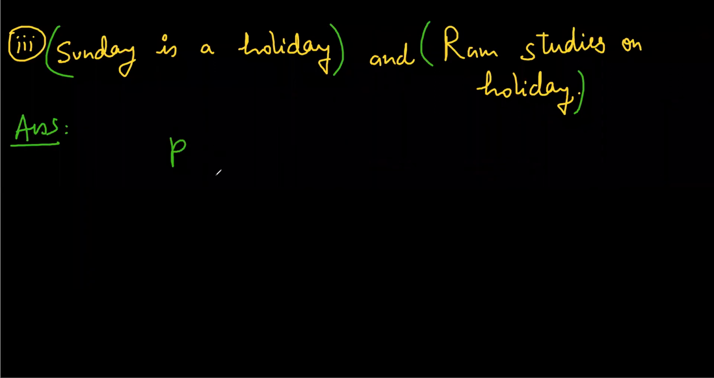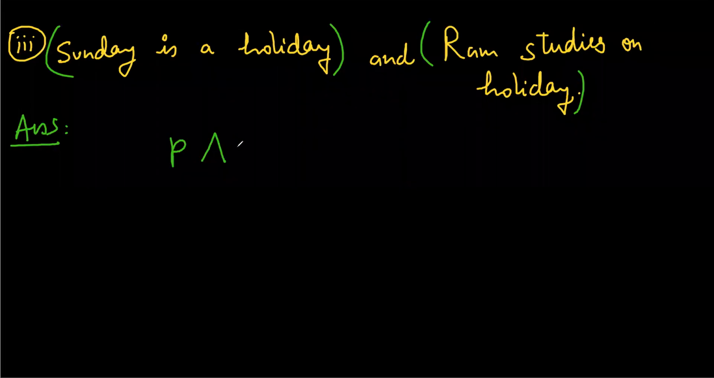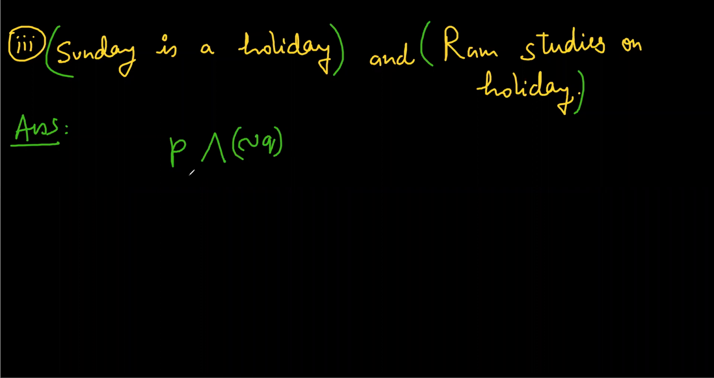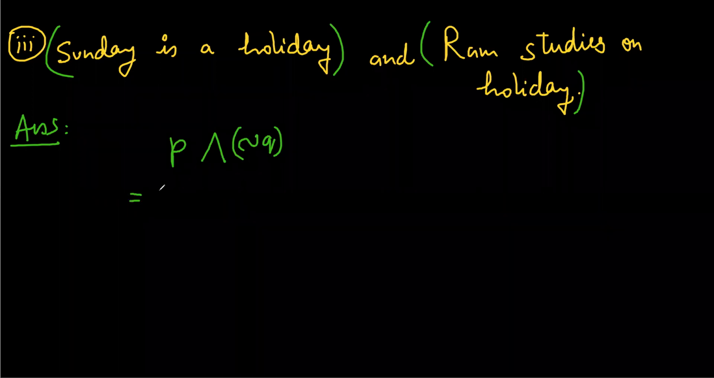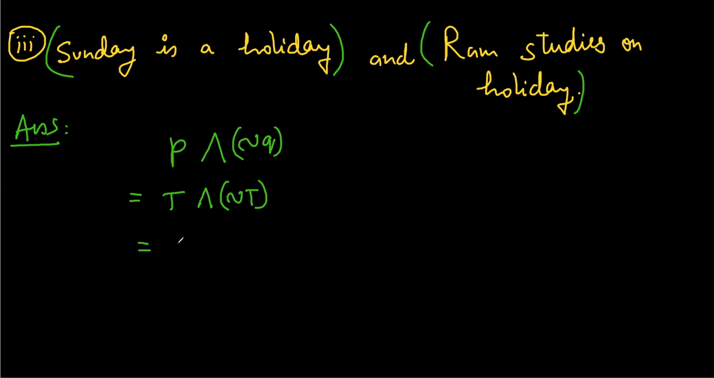Okay, then and is conjunction. Ram studies on holiday. Ram does not study on holiday was Q. So Ram studies on holiday will be negation of Q. After having written symbolically the given compound statement, I shall now put the truth values that I was given. So P was given to be true, and negation of true. Q is also true. So what I have is true and false. And you know, students, the law says in conjunction statement, when both are true, then only true, otherwise false. So the final answer is false here.